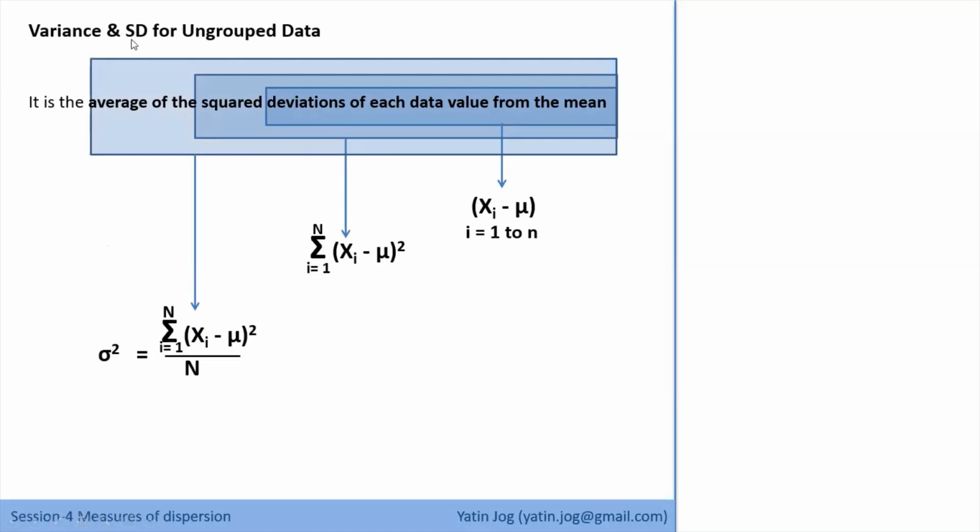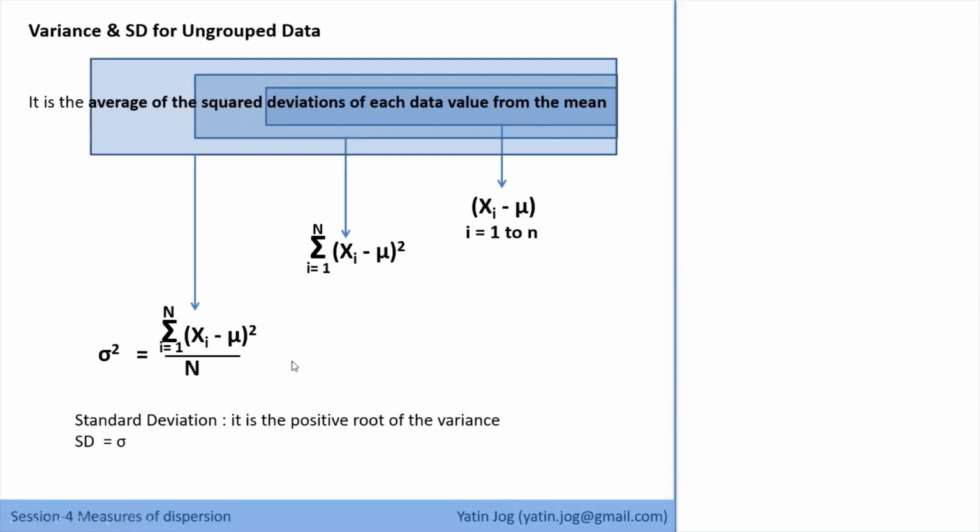Now what is standard deviation? Standard deviation is the positive square root of variance. The SD notation is sigma only. Why am I taking the square root? Because I'm squaring all the deviations. Somewhere I have to take the square root also to nullify the effect of squaring the deviations. So the standard deviation becomes sigma, which is the square root of this formula. This is how you can calculate variance and standard deviation for any ungrouped data. Now the formula for grouped data is different, so we'll come to that.